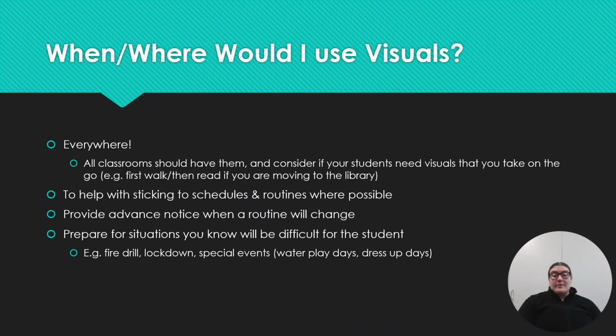Providing advance notice when a routine will change is a good example of when we should be using, for example, social stories or a first then or a visual schedule to let students know that their routine or the plan will be changing. Another example of where you might use a visual such as a social story would be for situations where you know students will be distressed or they might be difficult because there's a change in routine again. So we can make a social story around fire drills, lockdowns, special events, things like that. We can also have specific AAC boards to support students for those events.